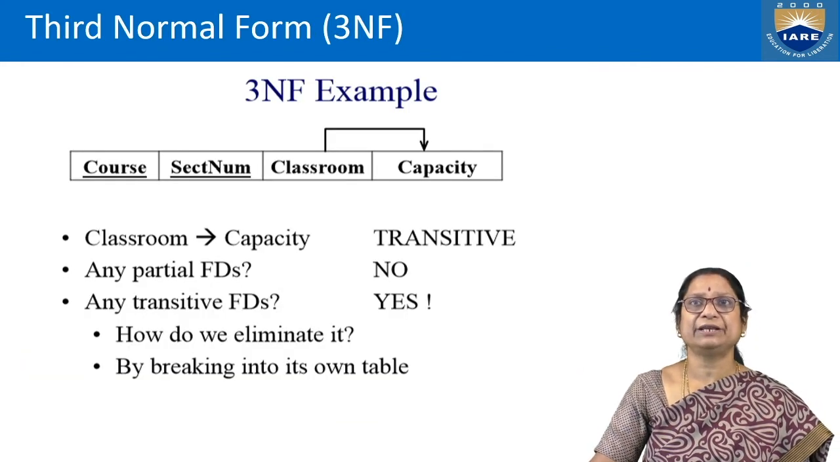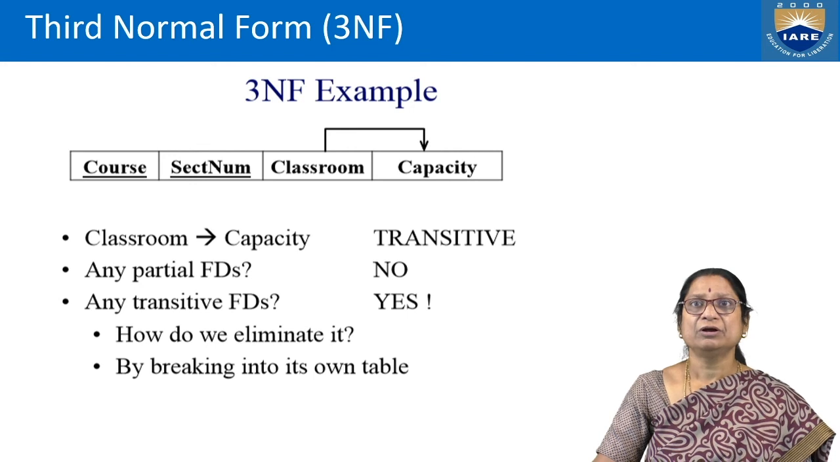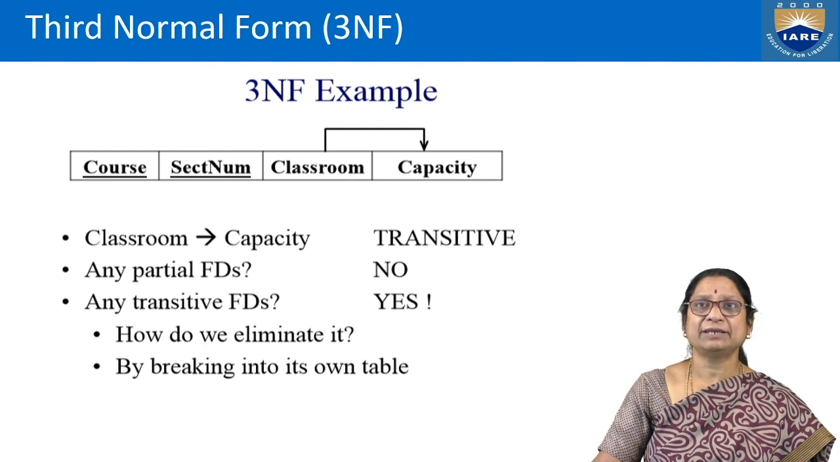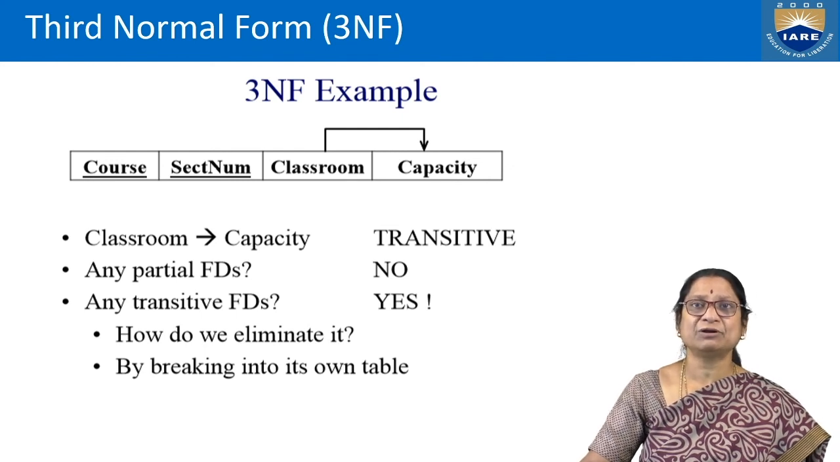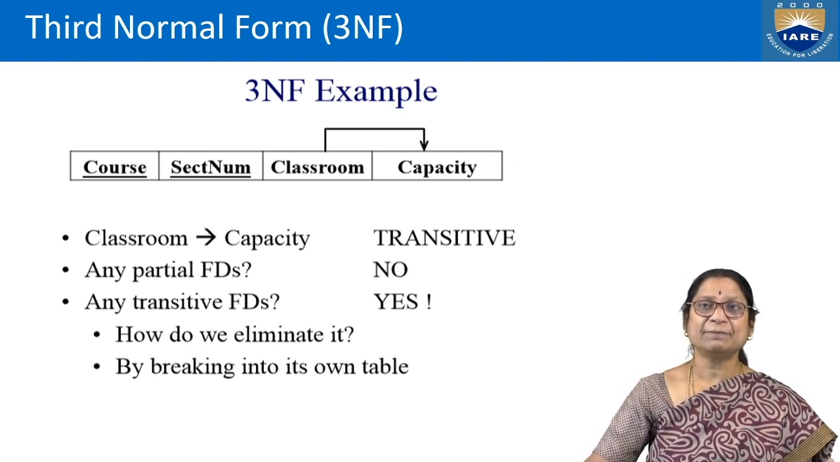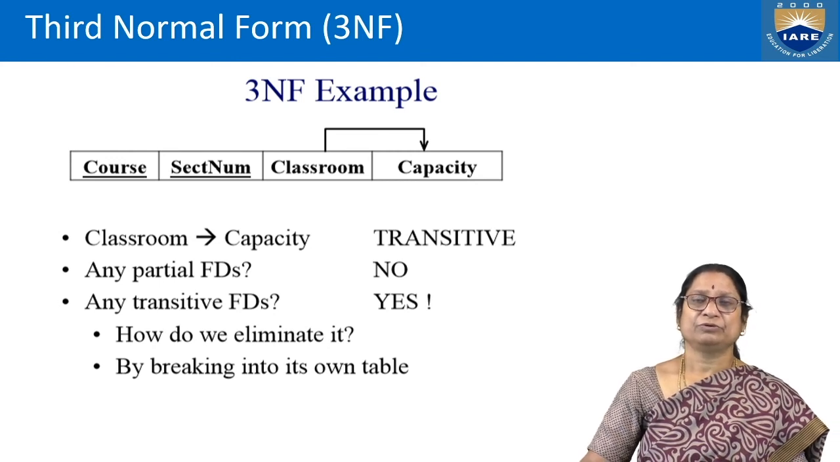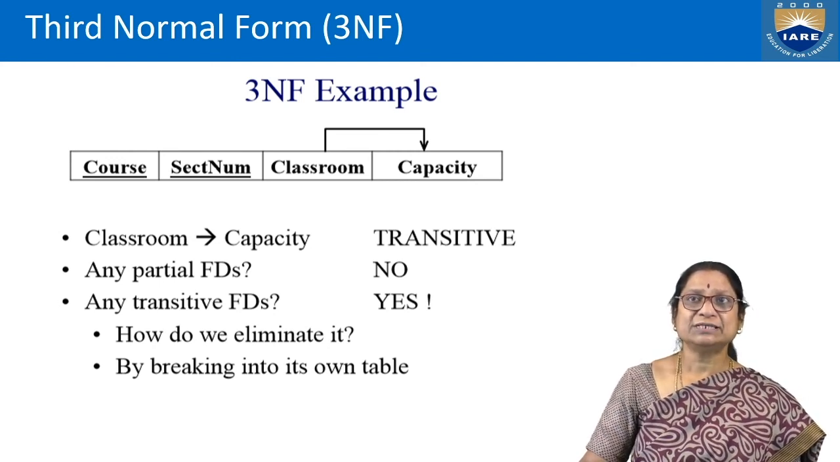Another example, 3NF: course, section number, classroom, capacity. Classroom determines capacity. Here a composite key is there, you observe. Classroom and capacity are both non-key attributes. We already have that course, section number determines all other attributes because of the primary key. Now this becomes a transitive dependency, so that's what we have to eliminate.